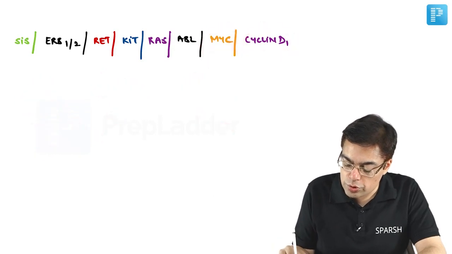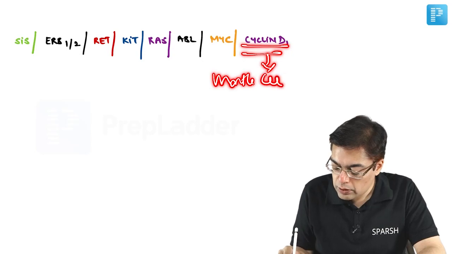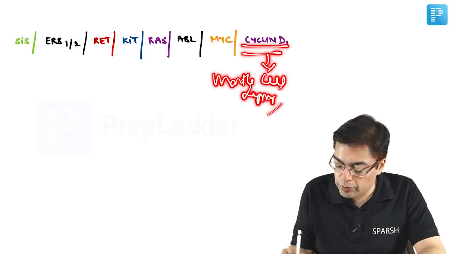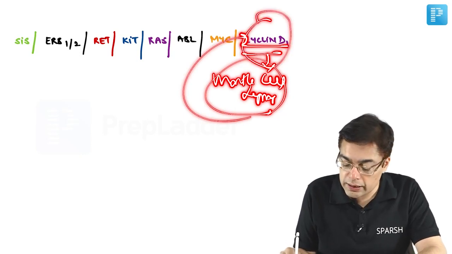Cyclin D1 is what is going to be associated with development of a tumor which is given the name of mantle cell lymphoma. We need to be familiar with the fact that mantle cell lymphoma has cyclin D as a marker; the reverse is what they ask you as a question.